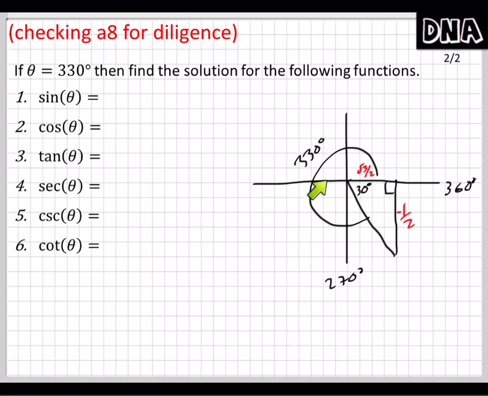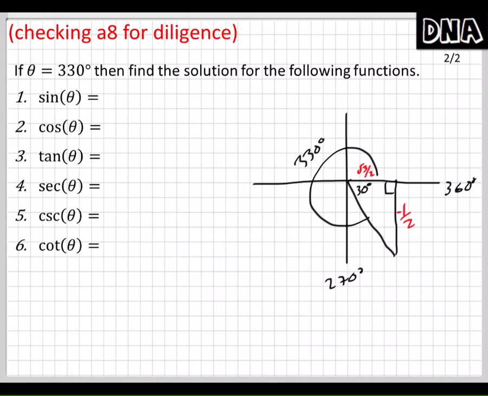Now, just in case you're thinking, what the heck, where'd that 30 degrees come from? Remember, all the way around is 360 degrees. So if you only went around 330 degrees and you stopped right here, how many more degrees do you have to go to get to 360 degrees? That's what you ask yourself. Okay, so let's get busy.